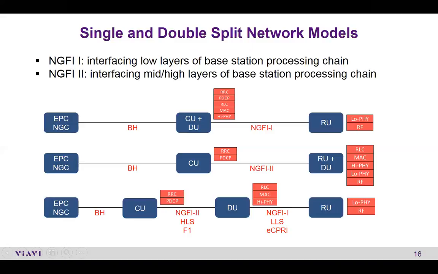The third option is we could have a double split. So then you have this kind of architecture. So why do we need this? Because we are trying to solve different problems and use cases.